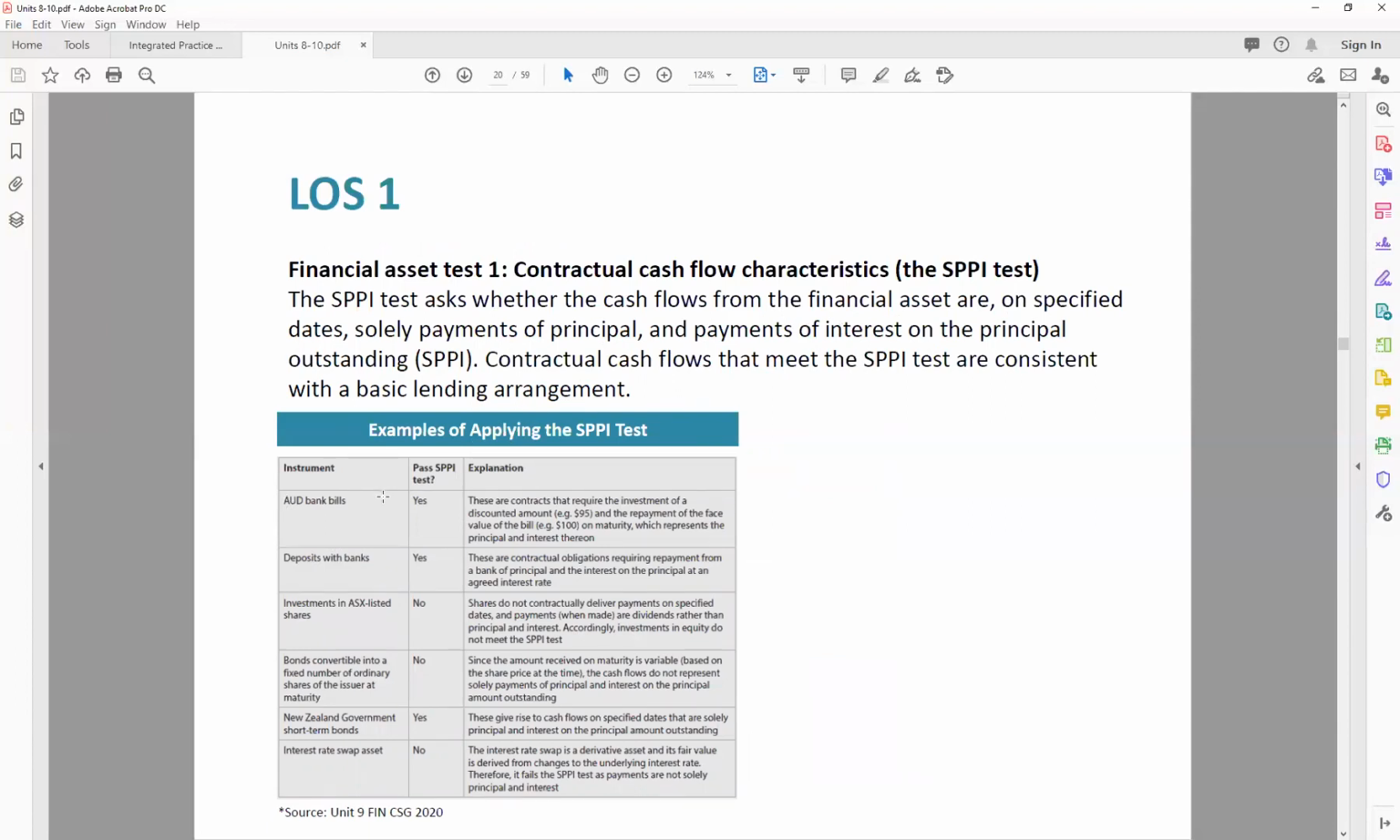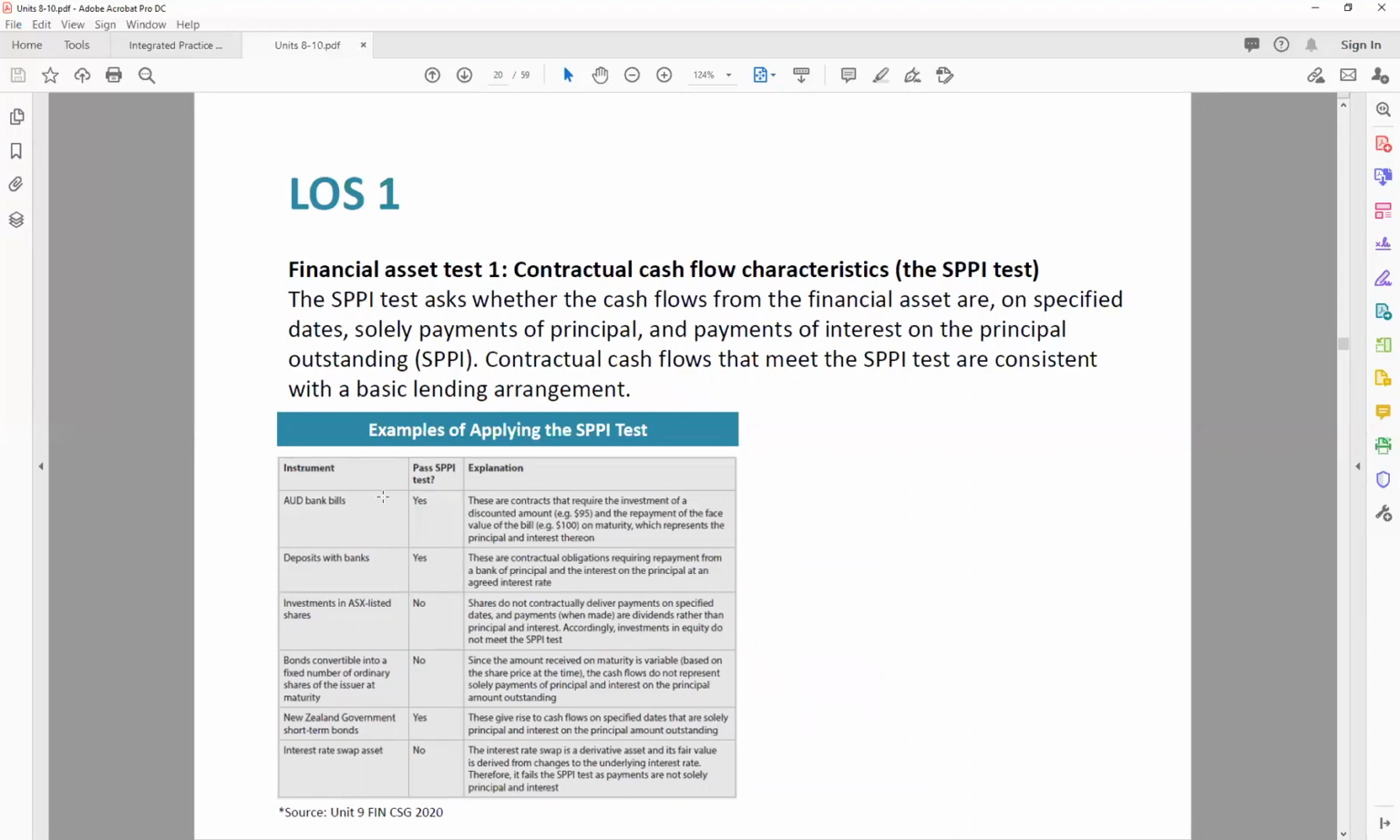Okay, so bank bills are when you deposit money, you buy a bank accepted bill in the short-term money market, and it pays you interest, right? And it pays you the principal as well. So clearly the cash flows for a bank bill are both principal and interest, and therefore it satisfies the SPPI test. When you put money with a bank, what do you get? You get interest and you get your principal back. Okay, so that clearly satisfies the test.